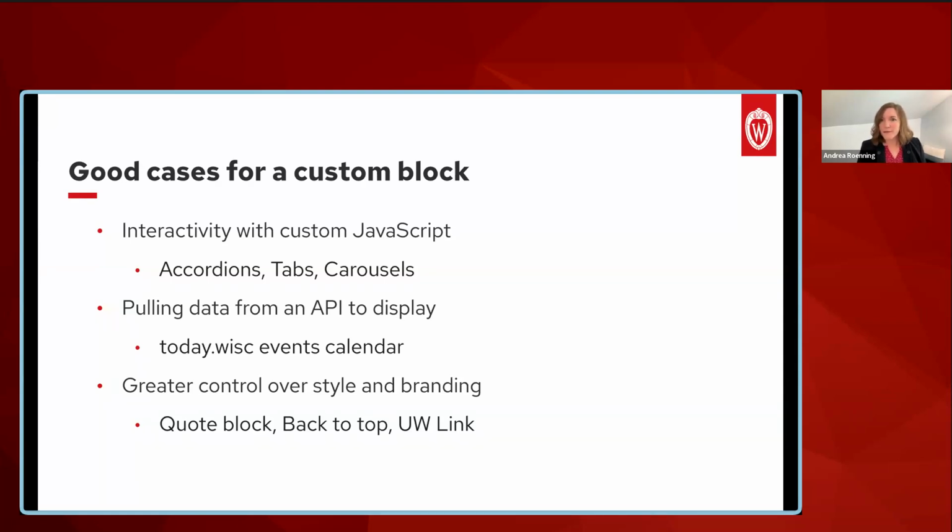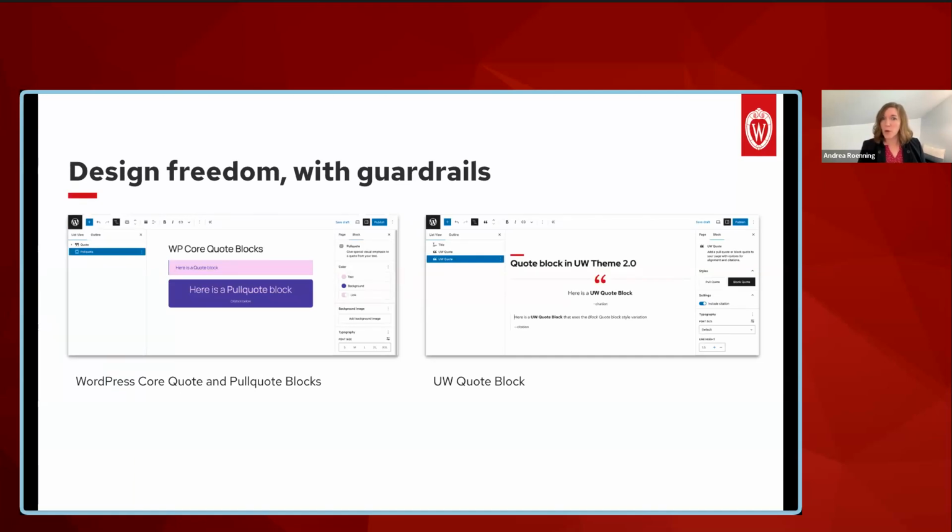Two versions of quote blocks. One good case of this kind of design reason to do it is the quote block. WordPress core ships with two different quote blocks. There is a pull quote block and there is a regular quote block. And on the left, you can see examples of this, and they're styled with pink and purple, but they're two separate blocks. But then on the right, you can see the example of the UW Theme 2.0 custom quote block.